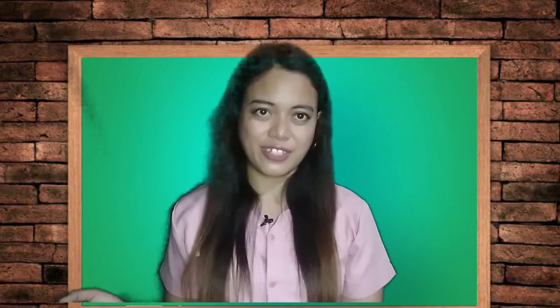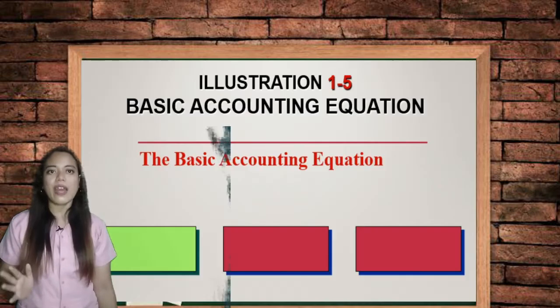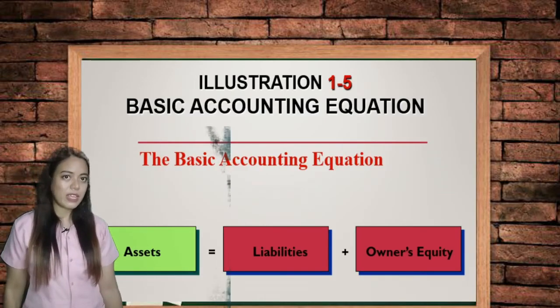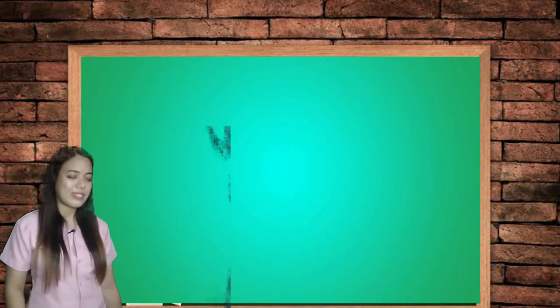Now let's go to the basic accounting equation. In accounting, we will have only one major accounting equation, and this is assets equals liabilities plus owner's equity. So what are the accounts under the assets section?